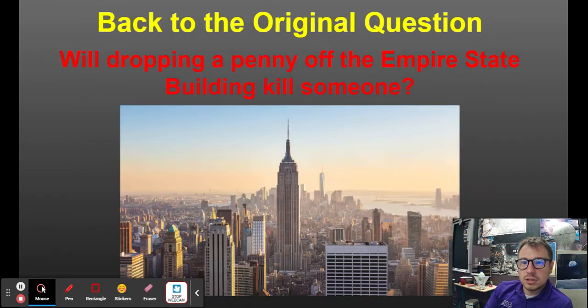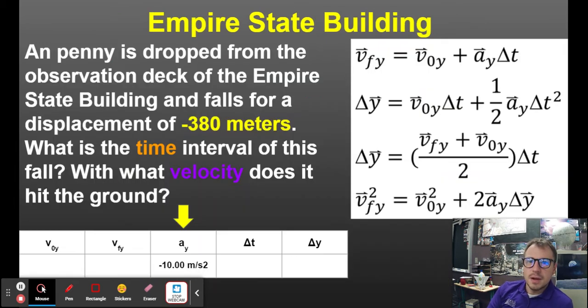So now let's look at another question. Will dropping a penny off the Empire State Building kill someone? This is just a myth. Obviously, don't do this, and if you go up to the observation deck, they don't let you test this out. A penny is dropped from the observation deck of the Empire State Building and falls for a displacement of negative 380 meters. What is the time interval of this fall? With what velocity does it hit the ground?